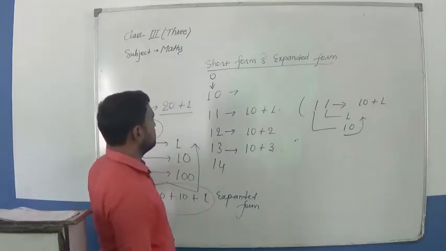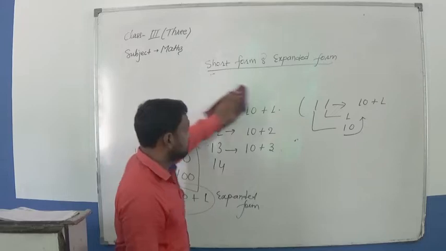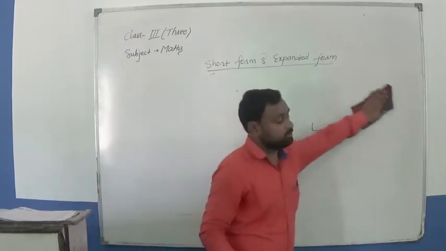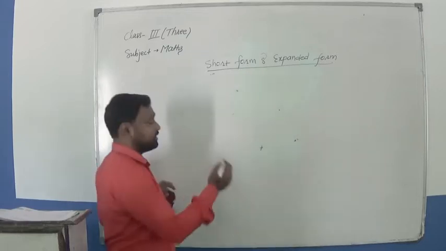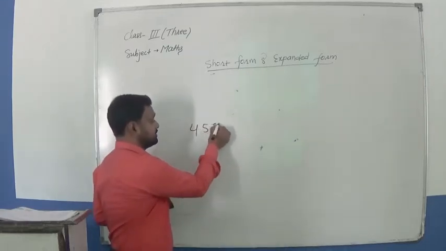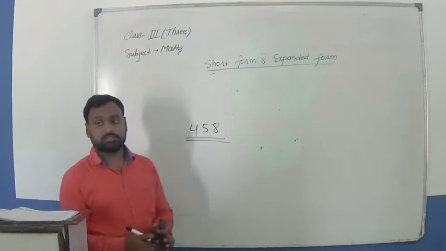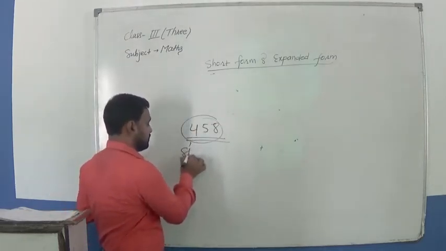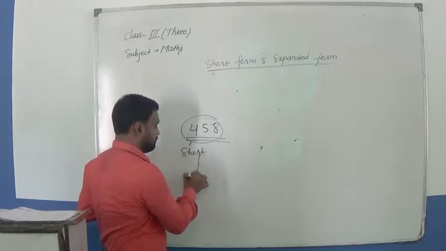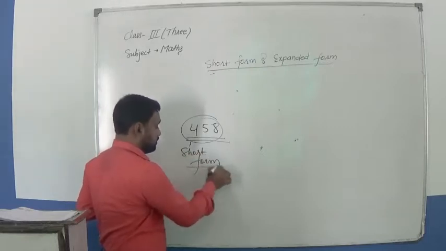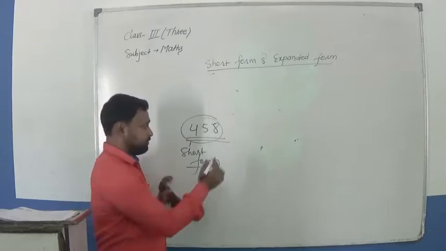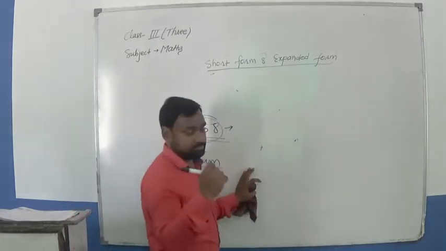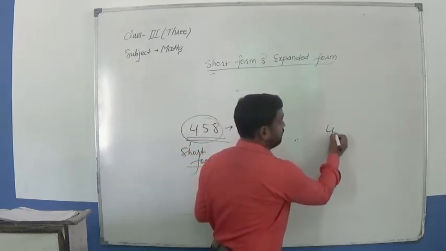Similarly, we can write short form and expanded form in an easy way, like 458. This is in short form. You have to write it in expanded form. For that, I am telling you the easy method.